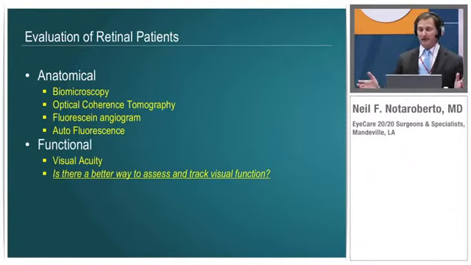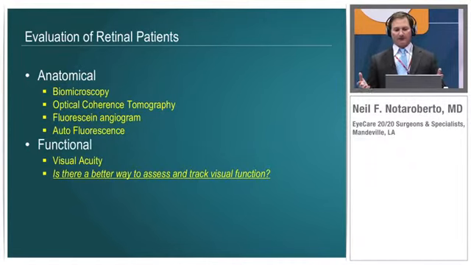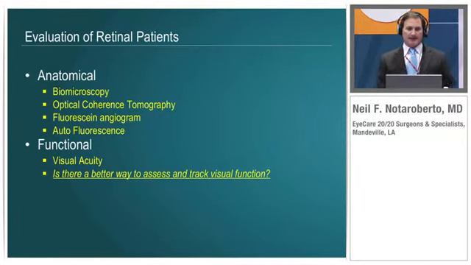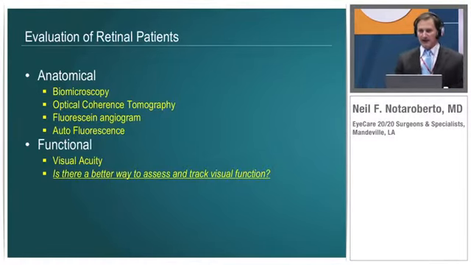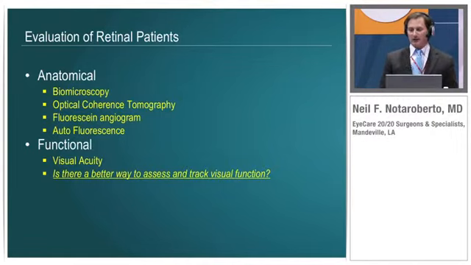But what do we have functionally today? We have visual acuity, something that has relatively been unchanged for almost a century, and by no means can give you enough detail to assess function of the macula in an arena where changes are measured on a more microscopic level, on a more granular level, if you may. So is there a better way to assess visual function?